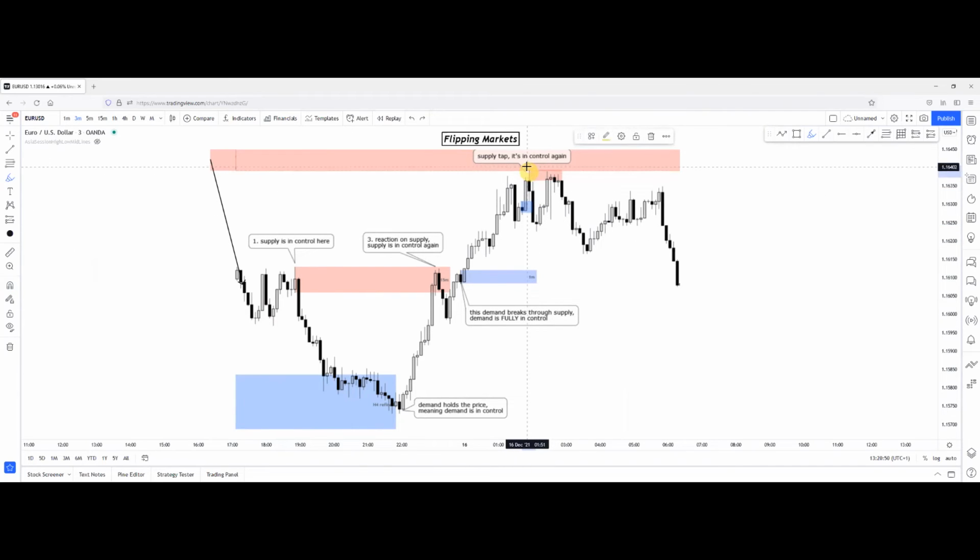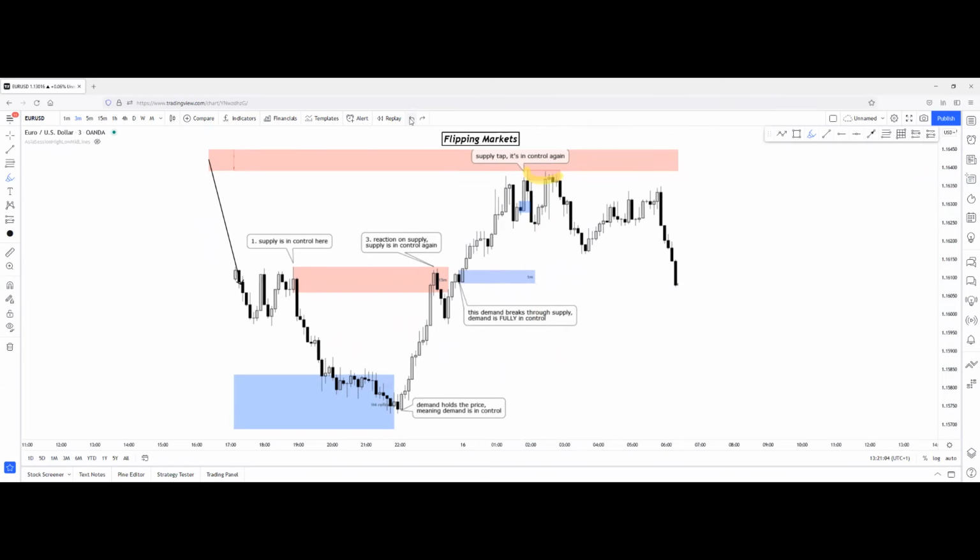after the supply tap. So what do we know about zone breaks? If a zone breaks, then an opposite side zone will be automatically created. So if a demand zone breaks, which is here, a supply zone will be created, which is here. Sorry, this wick started the inefficient movement to the downside and the break of structure. So this means this wick will be our right supply zone.